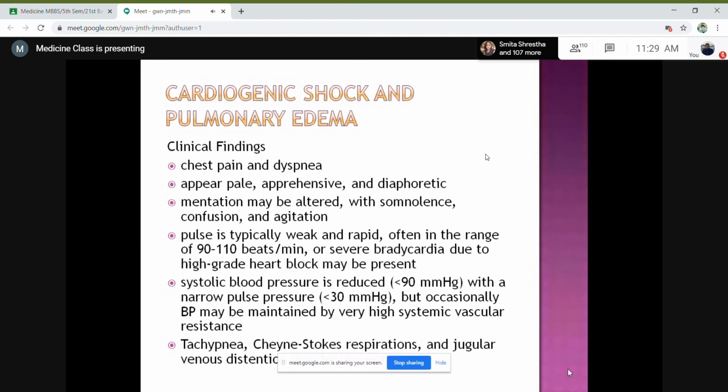The pulse pressure, as you know, is the difference between the systolic and the diastolic blood pressure. It will be less than 30 millimeter of mercury. But occasionally, blood pressure may be maintained by very high systemic vascular resistance. Along with that, the patient may also have Cheyne-Stokes respiration, tachypnea, JVP distension, or increase in JVP.